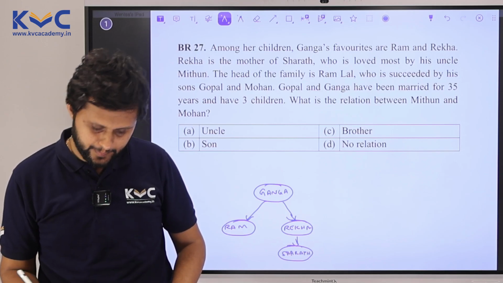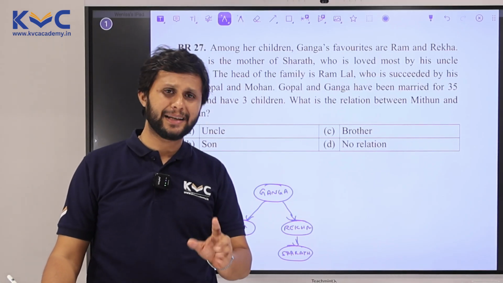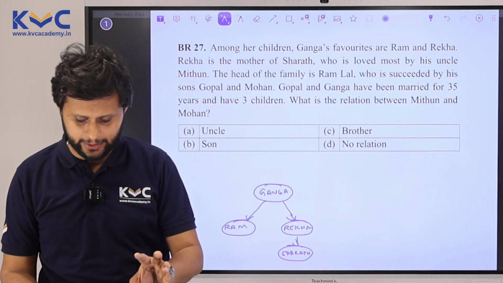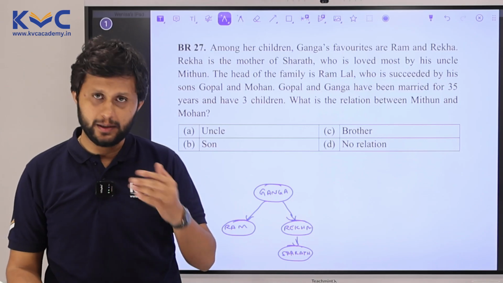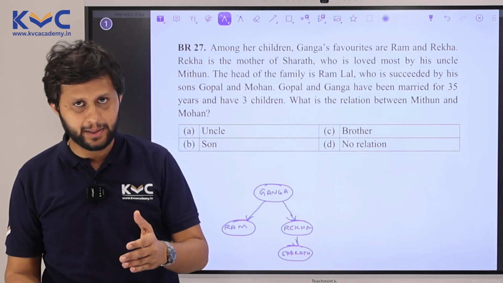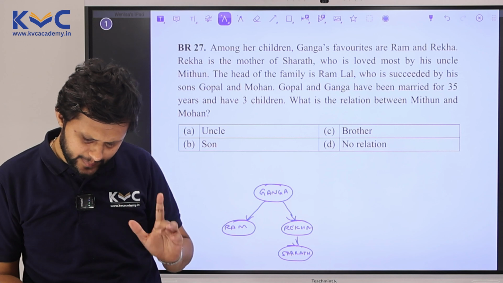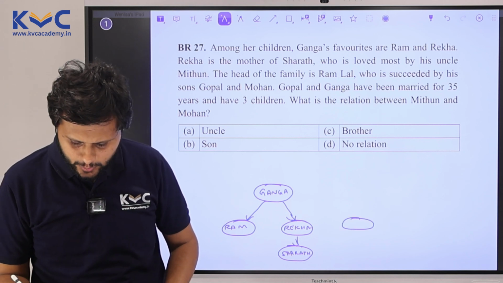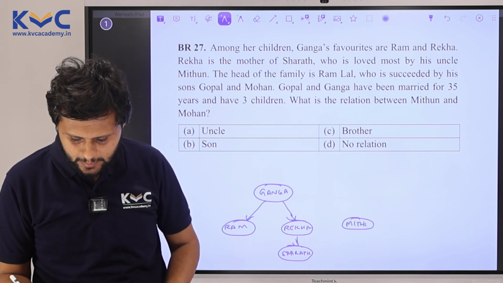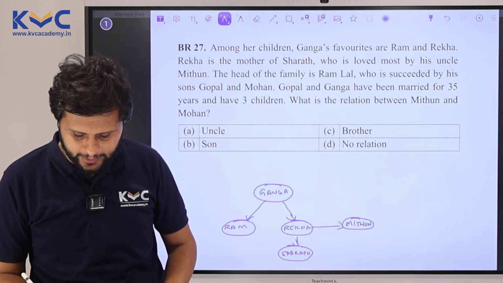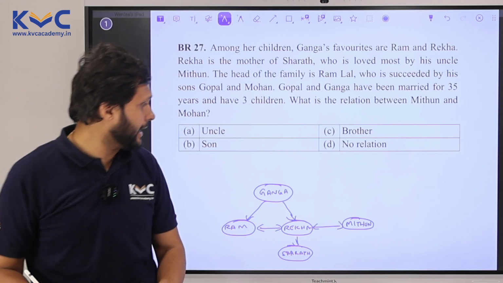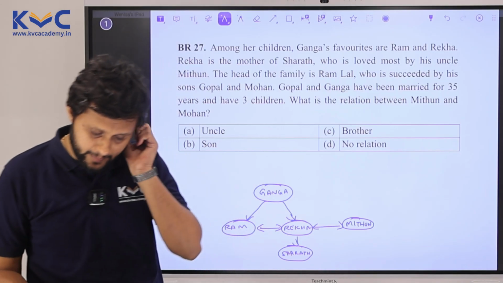Sharat, who is loved most by his uncle. Who is uncle now? Should be mother's brother, correct? That is Mithun. So Mithun is over here. So there is one more kid. These are siblings, what I have drawn by arrows. These are siblings. Okay, Mithun is done.